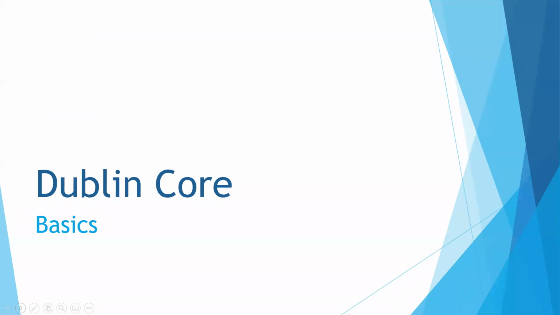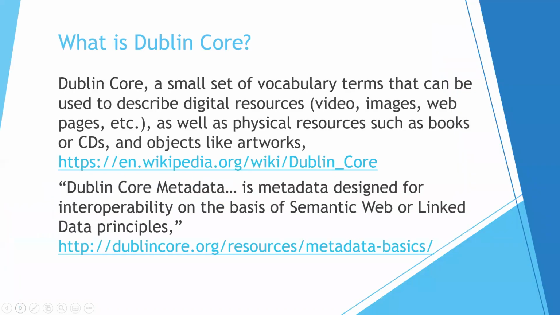Okay, so let's talk about the Dublin Core basics. So what is Dublin Core? It's a small set of vocabulary terms that can be used to describe digital resources such as video, images, web pages, etc., as well as physical resources such as books or CDs and objects like artworks. And Dublin Core metadata is metadata designed for interoperability on the basis of semantic web or linked data principles.